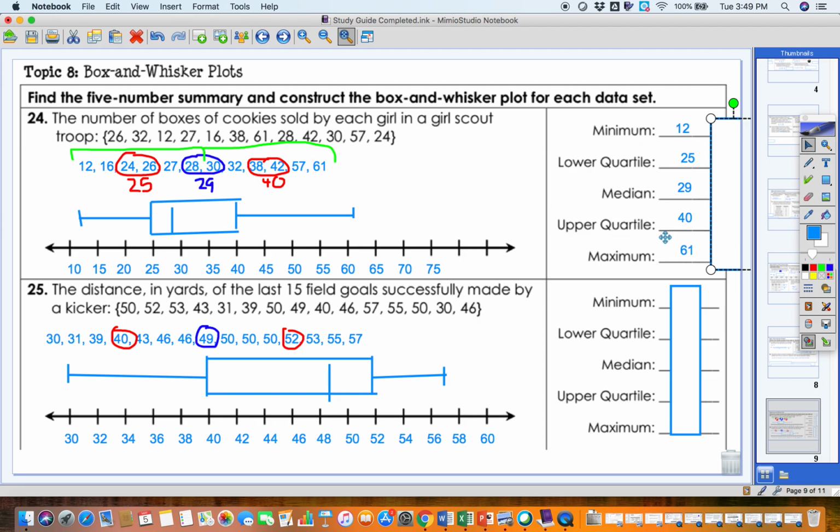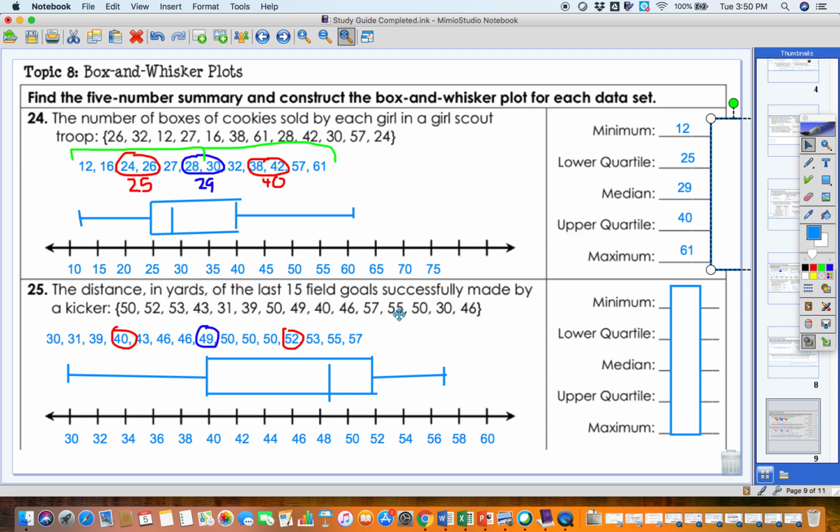So then for my minimum and my maximum, I put my short lines on 12 and 61. I put my longer lines on my lower quartile, my median, and my upper quartile. So 25, 29, and 40. And then I connect my long lines to make my box. Then I add my whiskers out to my maximum and minimum.